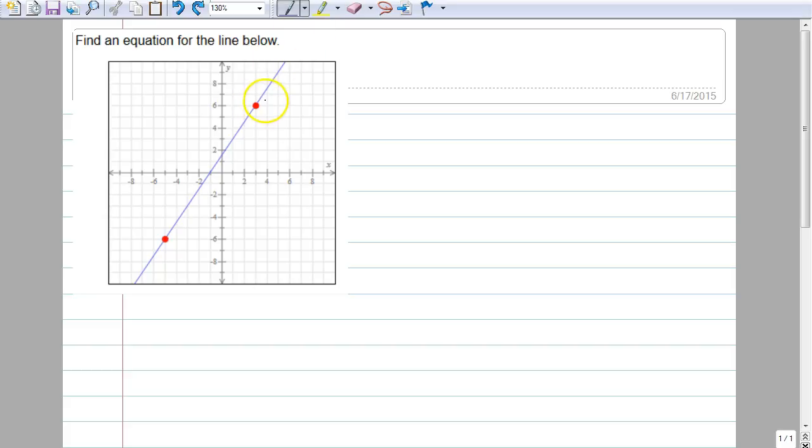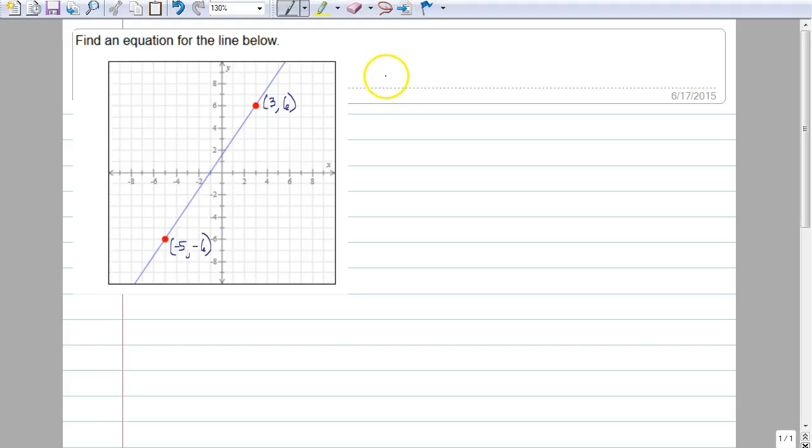So we have 1 point at (3, 6). And then we have another one at looks like (-5, -6). Once we have our 2 points, we need to find the slope between those 2 points.